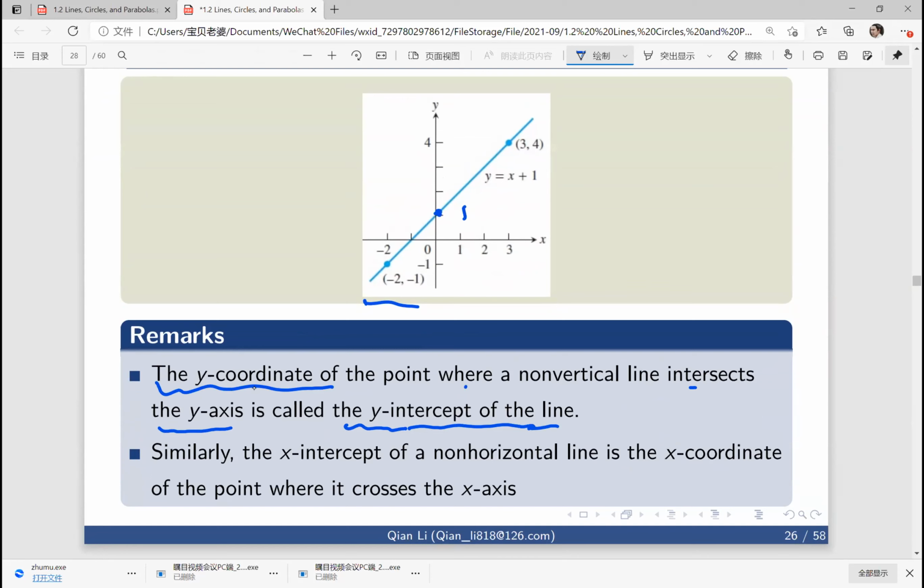And similarly, the x-intercept of the non-horizontal line is the x-coordinate of the point where it crosses the x-axis, and we see this line crosses at (-1, 0) on the x-axis, so the x-intercept of this line will be -1. Okay, this is the y-intercept and the x-intercept. The y-intercept of this line is 1, and the x-intercept of this line is -1.